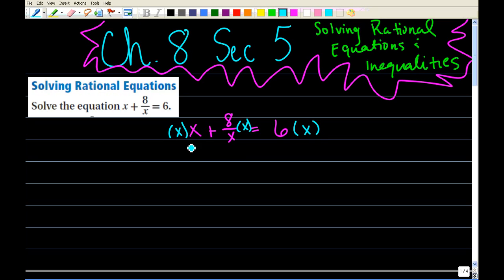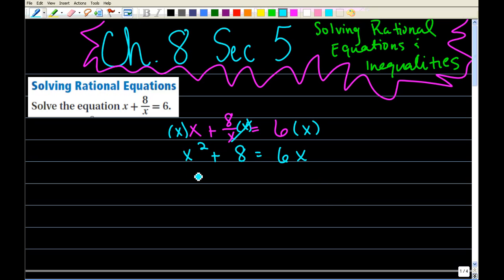So x times x, we would get x squared, plus 8 over x times x, that cancels, so now we just have 8 equals 6x. If we had been dividing multiple things, say an x over 2 and an 8 over x, we multiply everything by 2x. We want to multiply everything so that all of the denominators cancel out at once.